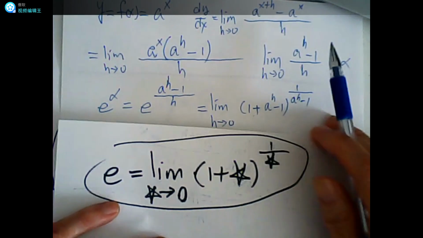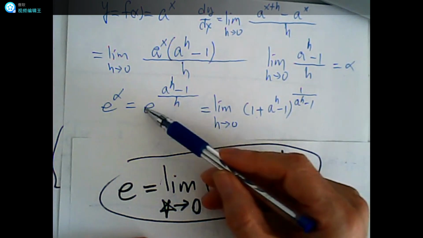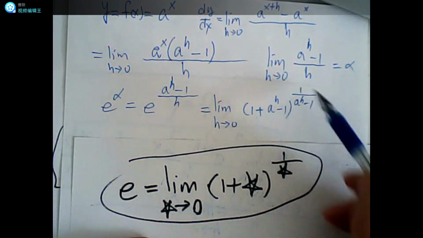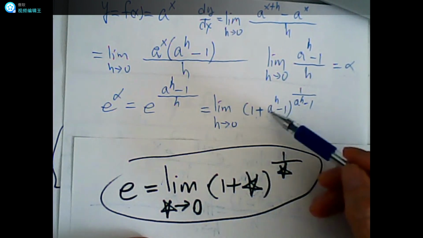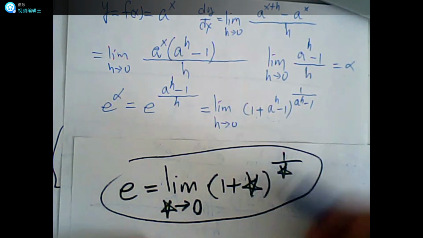Look, this E is equal to this. Why? Because this one goes to 0. This is 1 over this. This is my star: a to the power of h minus 1 is my star. This is 1 over star.